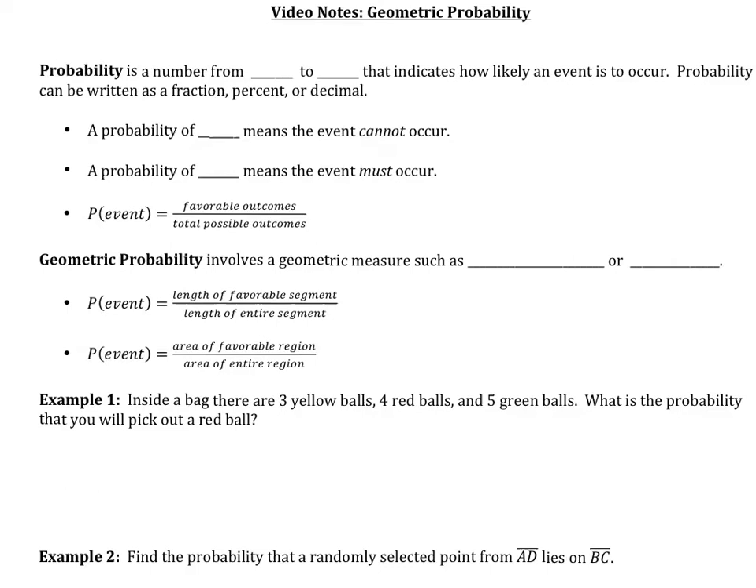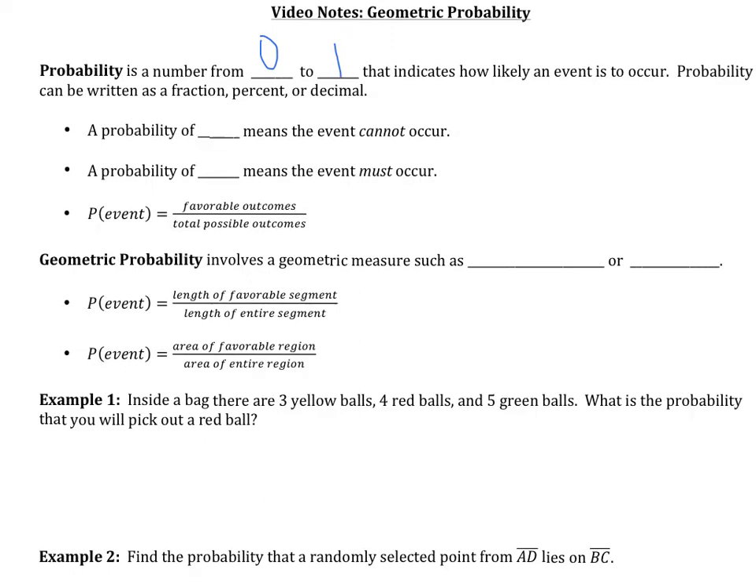All right, class, today we're going to talk about geometric probability. First, let's talk about regular probability. It is a number from 0 to 1 that indicates how likely an event is to occur. This can be written as either a fraction, a percent, or a decimal.